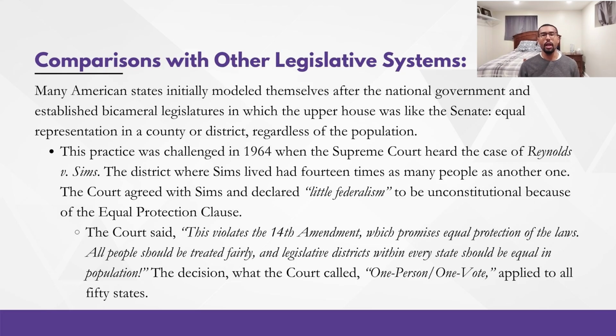The court said, quote, "This violates the 14th Amendment, which promises equal protection of the laws. All people should be treated fairly, and legislative districts within every state should be equal in population," unquote. The decision, what the court called one person, one vote, applied to all 50 states. This makes as much sense for the US government as it does for states, but the Great Compromise embedded equal representation into the US Senate, and the Equal Protection Clause referred only to the states.